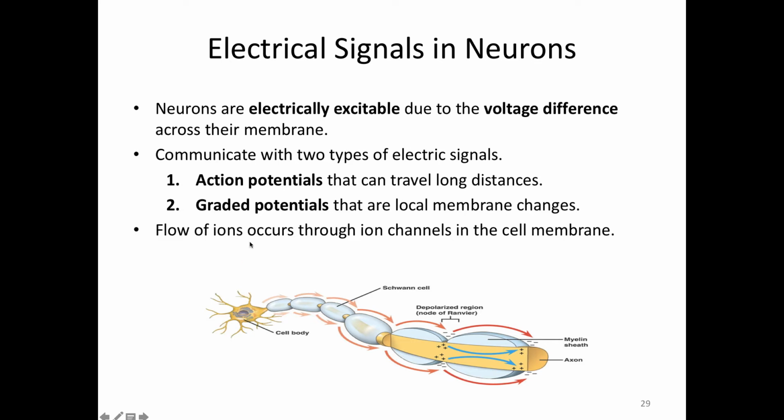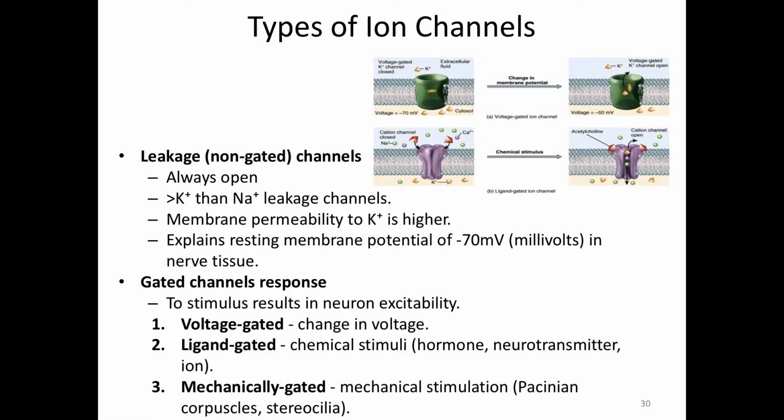So this is all due to flow of ions through ion channels in the cell membrane. So let's look at some channels. Leakage channels are always open. And this seems counterintuitive because you might imagine, well, if I want to keep some things in and other things out, why would I have leakage channels?